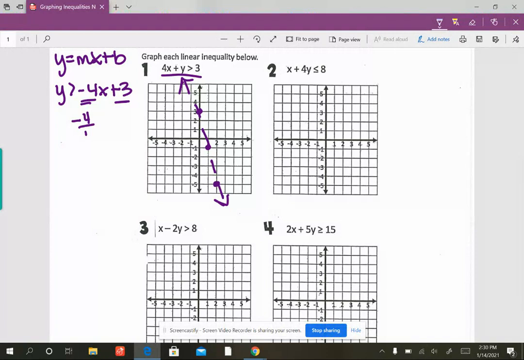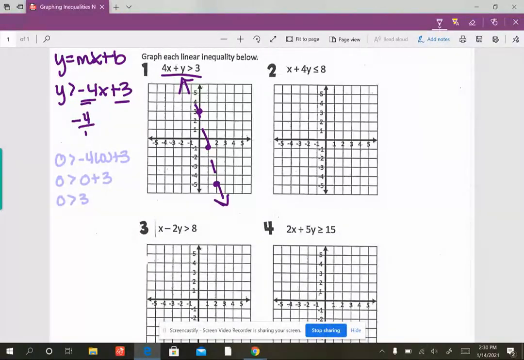So we shade to the side of the graph that makes the inequality true. So here, you can pick a point. I would always pick 0, 0 if possible. And we're going to substitute 0 in for y and substitute 0 in for x. So we have 0 less than 0 plus 3.